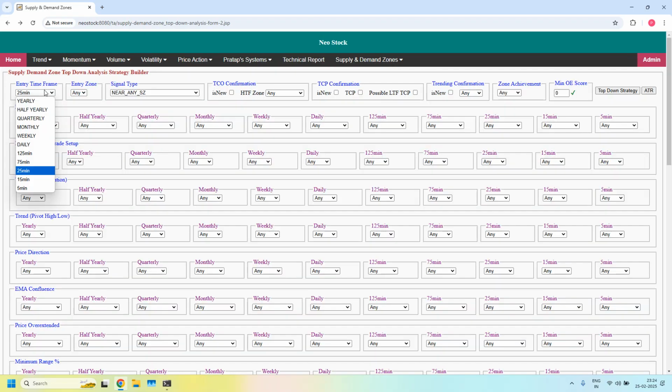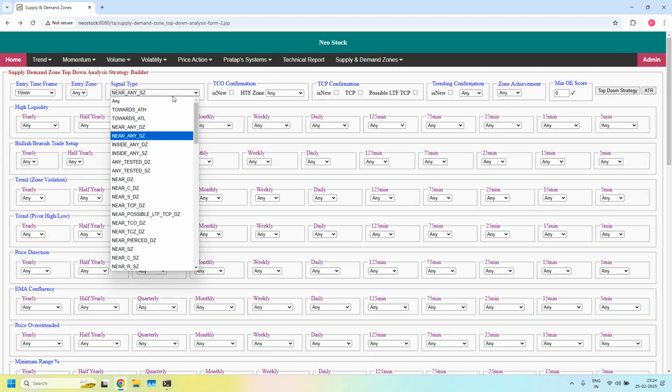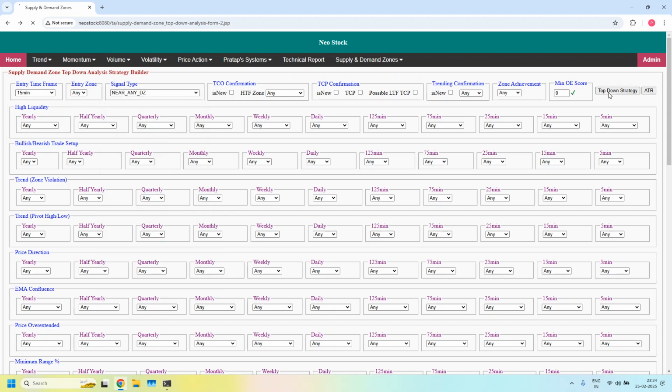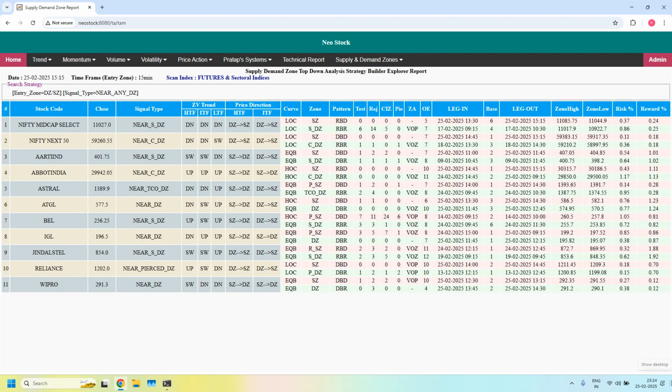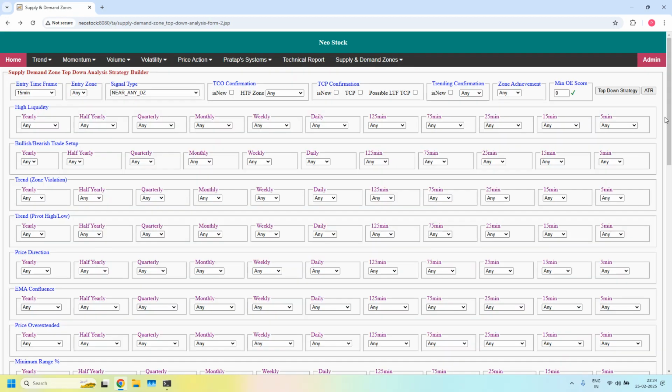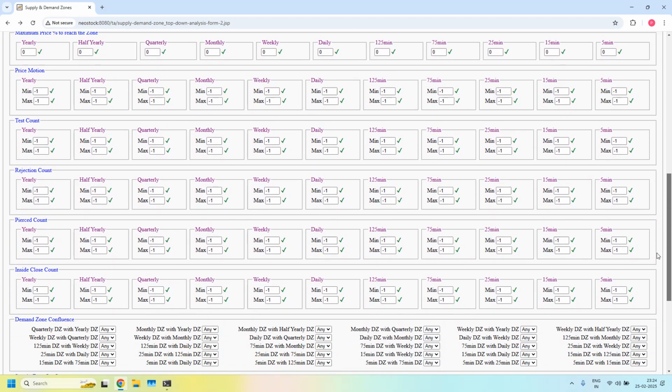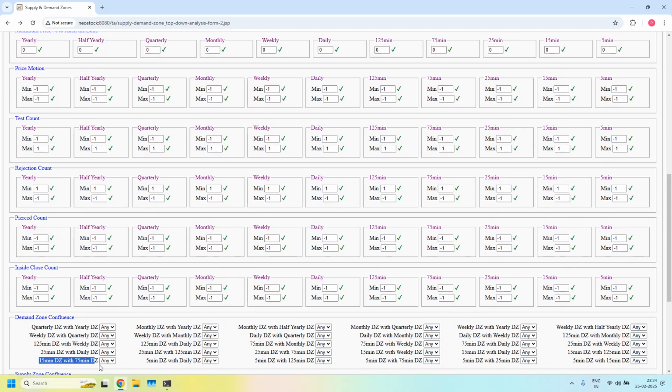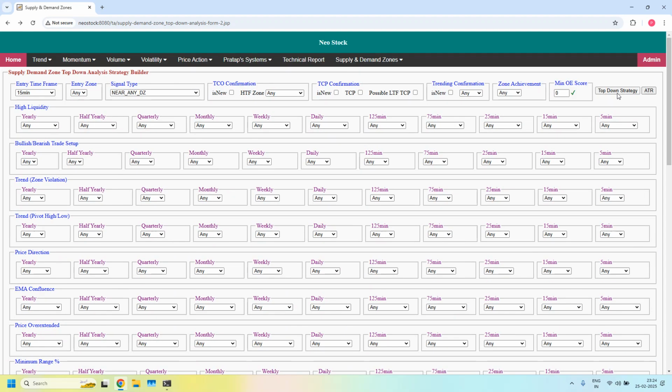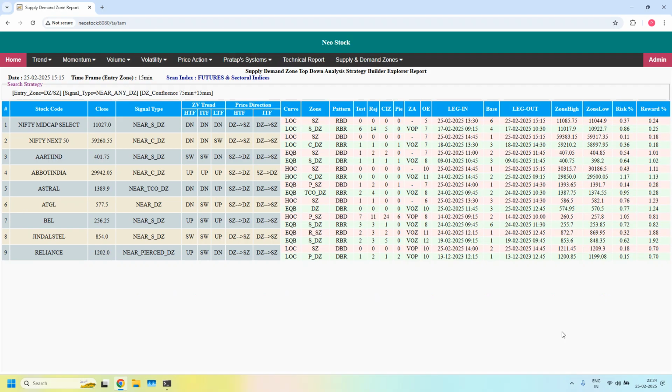Next time frame is 15 minutes. Stocks near 15 minutes demand zone. We got 11 stocks. Out of these 11, how many are having ITF demand zone confluence? Let us verify. That is 15 minutes with 75 minutes demand zone confluence. I am enabling the filter. With this filter, we got 9 stocks.